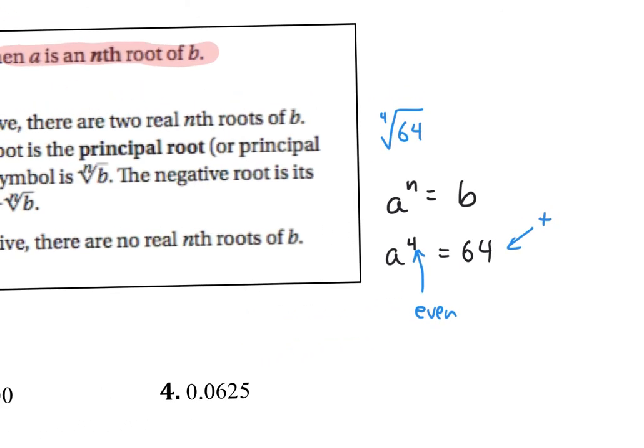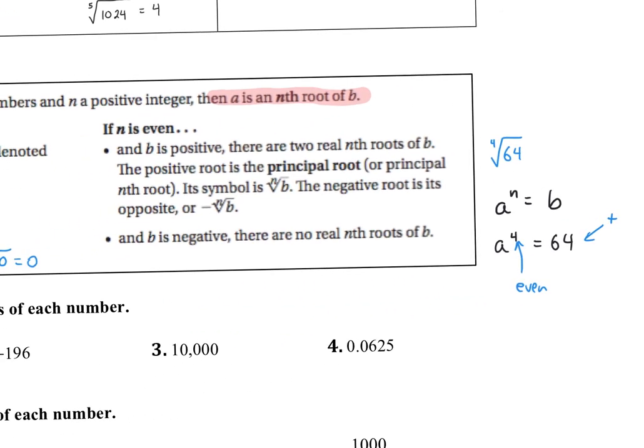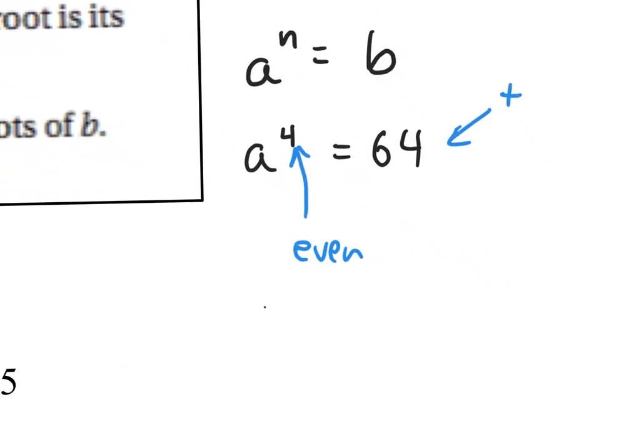when I take the fourth root, there are two real nth roots. Two real roots. One positive and one negative. One positive and one negative. So, in other words, a is going to be positive 4 and negative 4. Or you could say plus or minus 4.